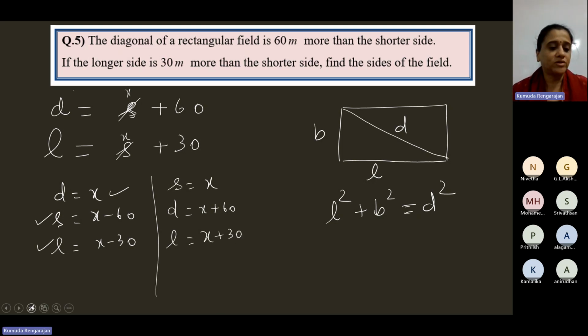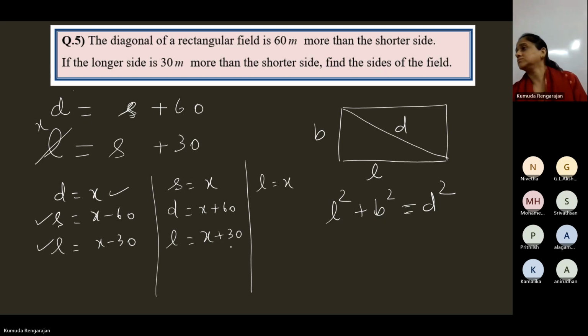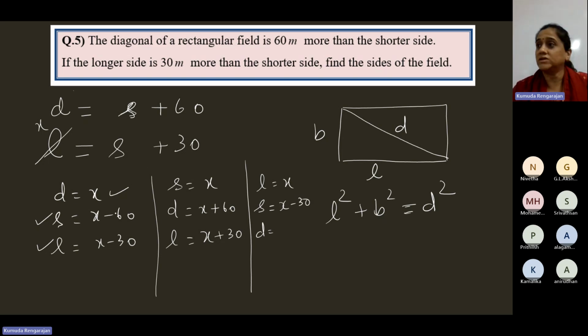So like this. Now supposing you assume the longer side as x. Then we have to write the expressions for the shorter side and the diagonal in terms of x. So longer side is x. So what is s? S is equal to x minus 30. See here, shorter side s is equal to x minus 30. Transpose. S is equal to x minus 30.